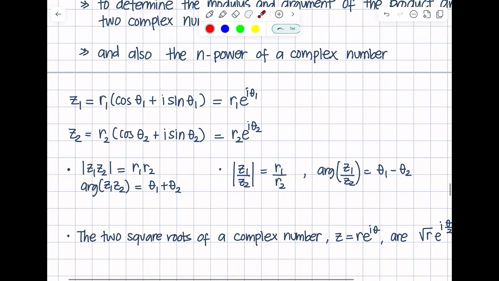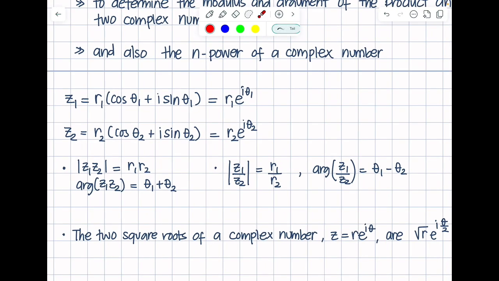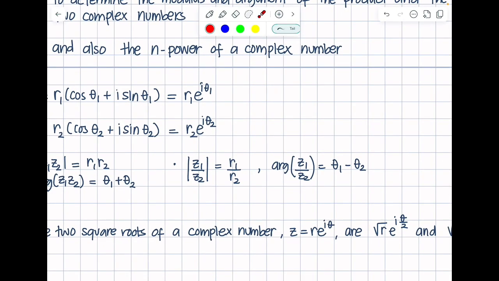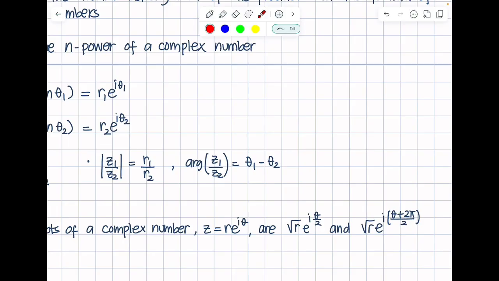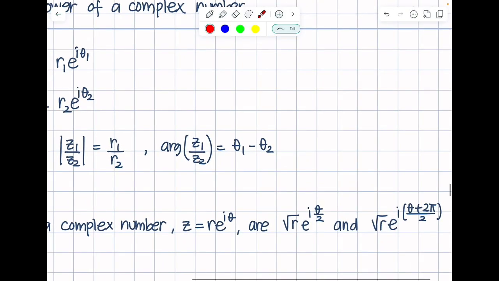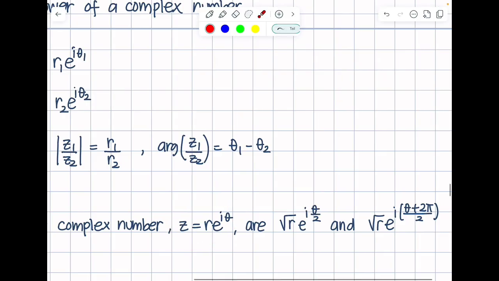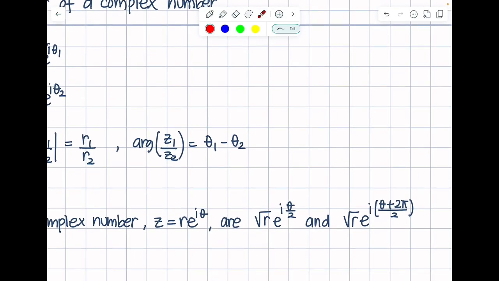Okay. The two square roots of a complex number z equals r e to the power of i theta. If the complex number is in exponential form, you can choose this formula: square root of r e to the power of i theta over 2, and square root of r e to the power of i times theta plus 2 pi over 2.